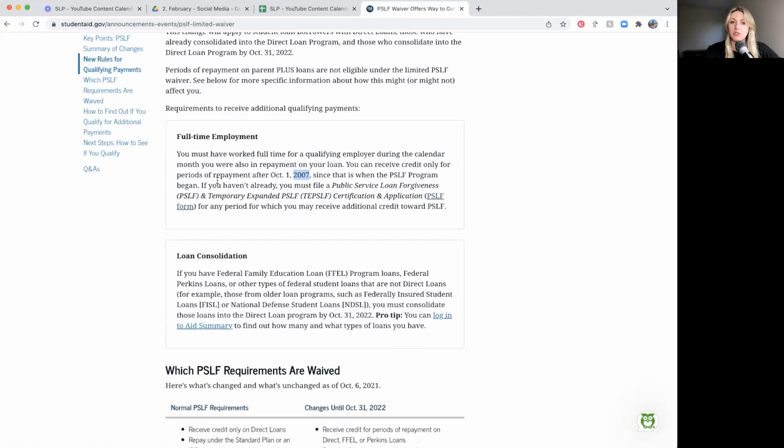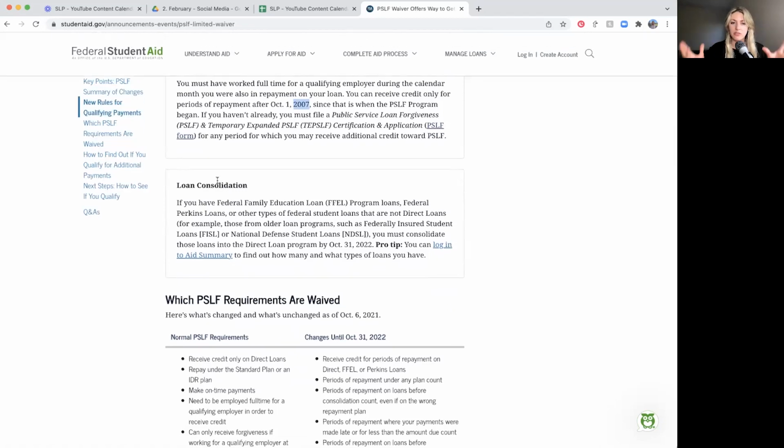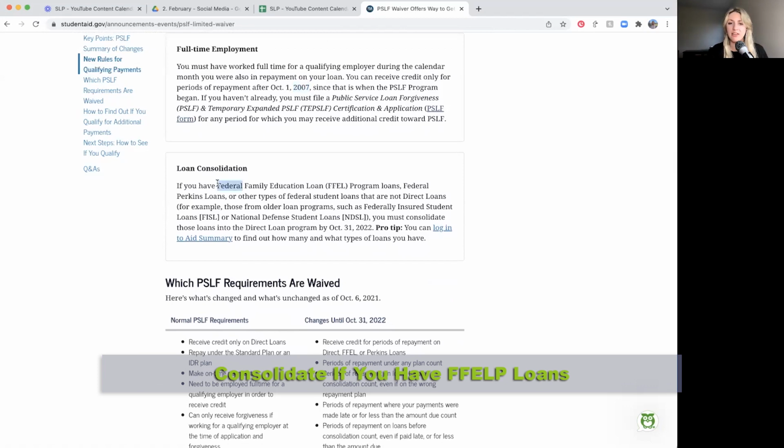If not, get your loans immediately forgiven, which we have seen as well. So next steps, if we've self-identified that we've been working at a qualifying employer, or we did in the past, we should have some payment counts that we need to collect. If we have those FFEL loans or Perkins loans, we need to do a consolidation first. Before we can take advantage of this waiver, we have to do a consolidation.